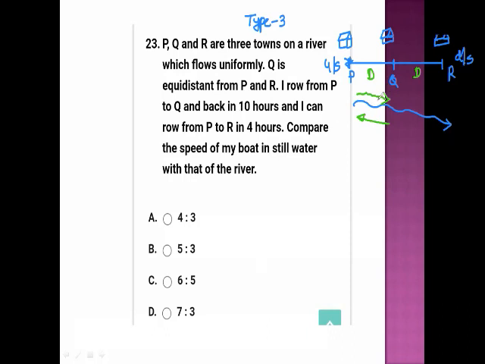They have given the total journey here. So the total time for going and coming back is 10 hours. For better understanding, I will table the things here.